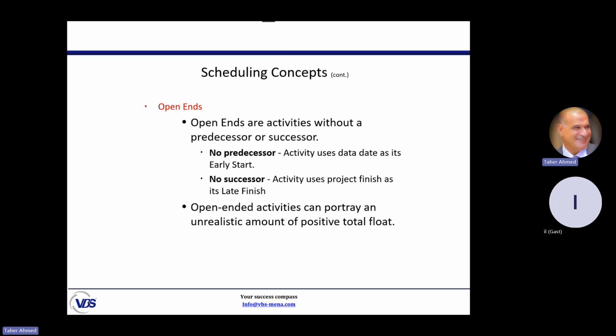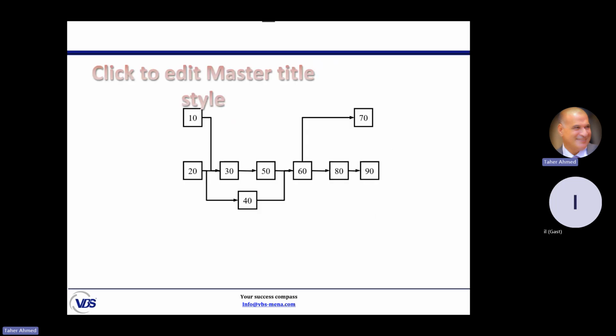Okay, what happens if you forget to put a relationship? Will Primavera stop calculation? No, Primavera will complete the calculation, but it will give you an error in the report telling you those activities have open ends. Why do we need this? Look, this is the standard or the optimum relationship.